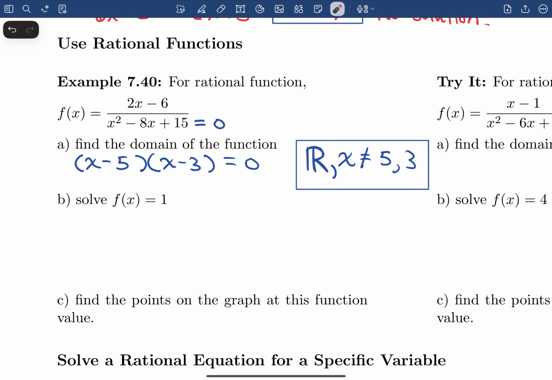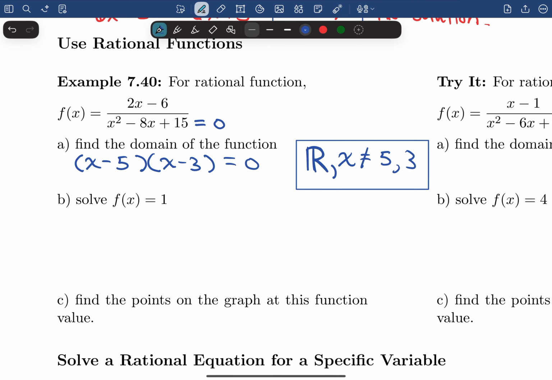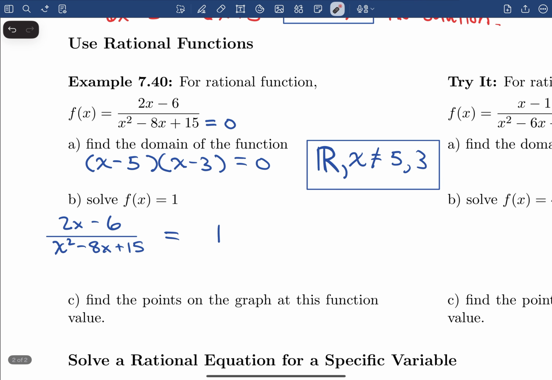Moving on, part B says solve f of x equals 1. Well, it was stated that f of x equals this stuff, and it's also stated that f of x equals 1. So f of x equals these two things, which means they equal each other. And so I will create an equation that says 2x minus 6 divided by x squared minus 8x plus 15 equals 1. And this is a rational equation.